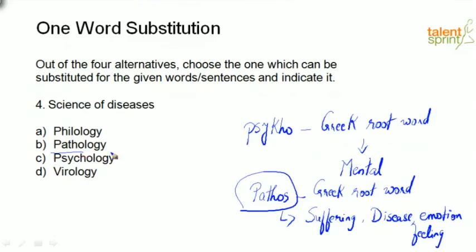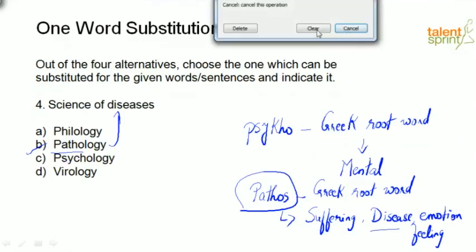So having said that, since it relates to the word disease, I can safely say option B, right? Virology, again, you can quickly connect it to something to do with virus, right? It's a study of viruses and viral diseases. Philology, on the other hand, is just a literary study. It's a classical scholarship, mostly linguistics, right? So here, the science of diseases, just your knowledge of the root word pathos, Greek, which means suffering, disease, emotion, feeling, sad, gets you the right answer. Science of diseases, pathology. Let's move to our next question.